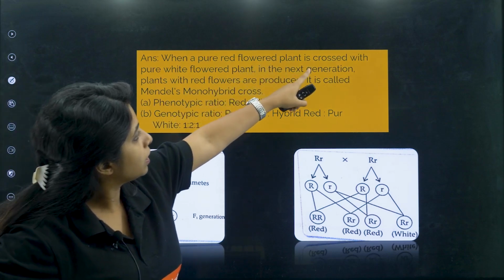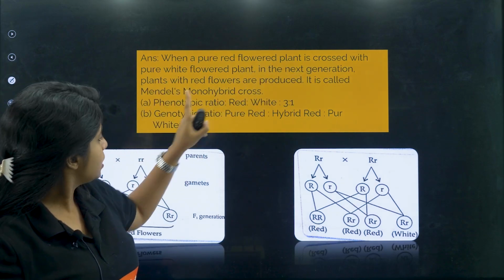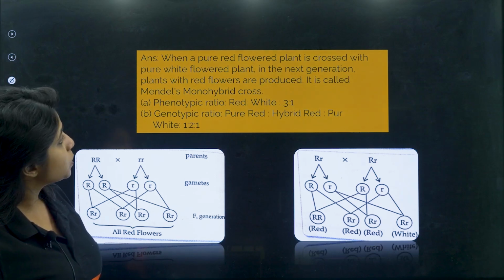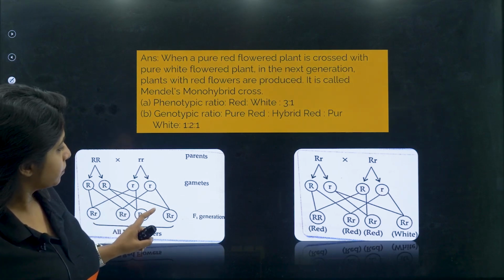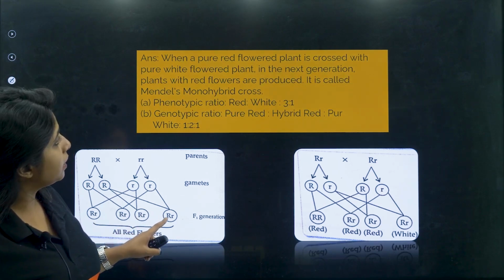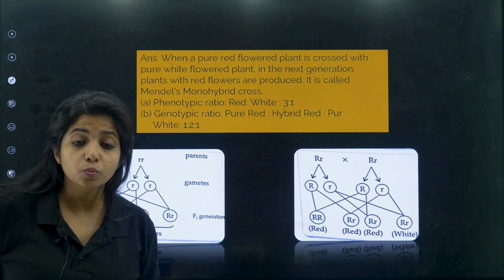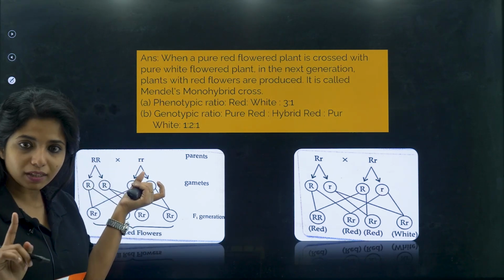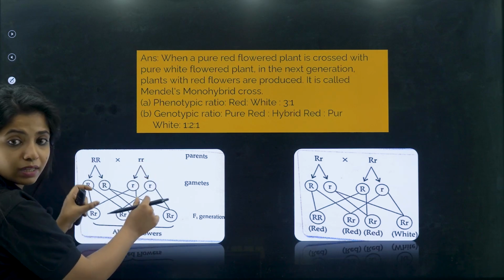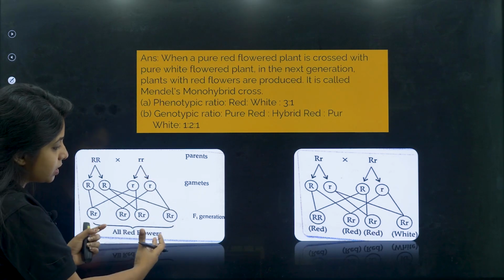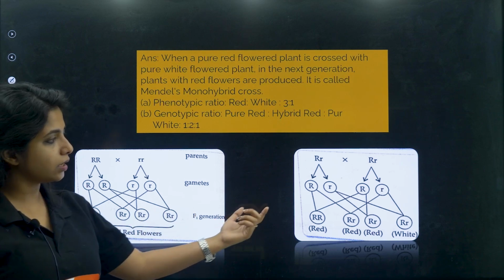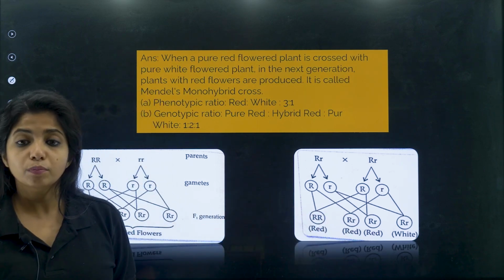When a pure red flower plant is crossed with a pure white flower plant, they both are pure, right? So write like that. In the next generation, plants with red flowers are produced. Yes, it is called Mendel's monohybrid cross. Over here, he is taking only one character, that is of color. When it is coming together, we are bringing hybrid things. There are new hybrids that are being formed, which is why it is known as monohybrid cross.